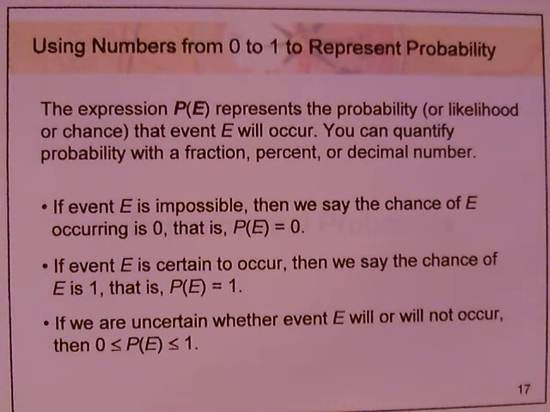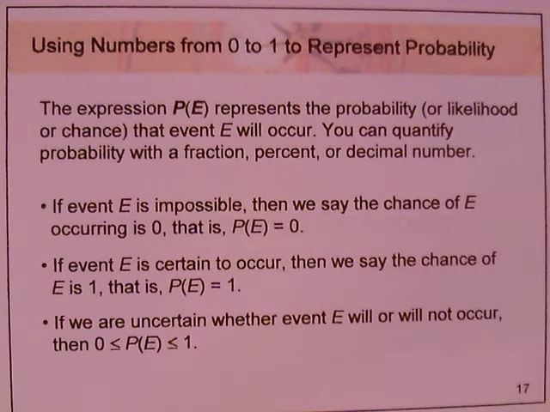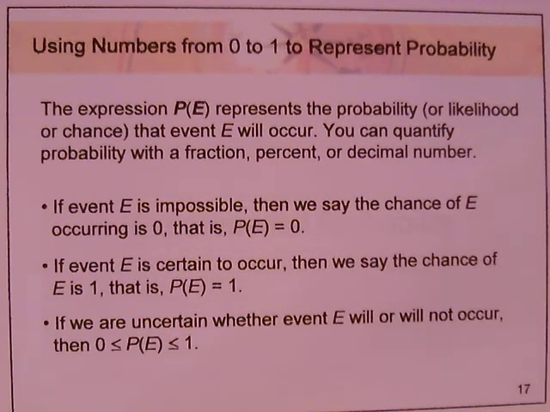So here, if event E is impossible, then we say that the chance of E occurring is 0. And that's the notation here. The probability of event E occurring is equal to 0. And if event E is certain to occur, then we say that the chance of E is 1. That is, the probability of event E is equal to 1. We call that a certain event. And of course, if it's equal to 0, that's called an impossible event.